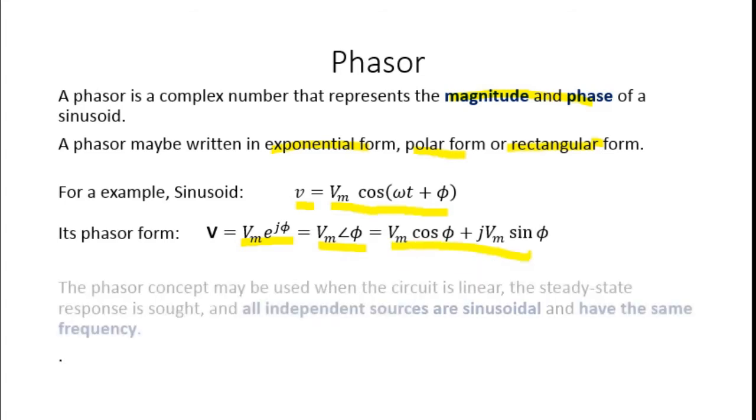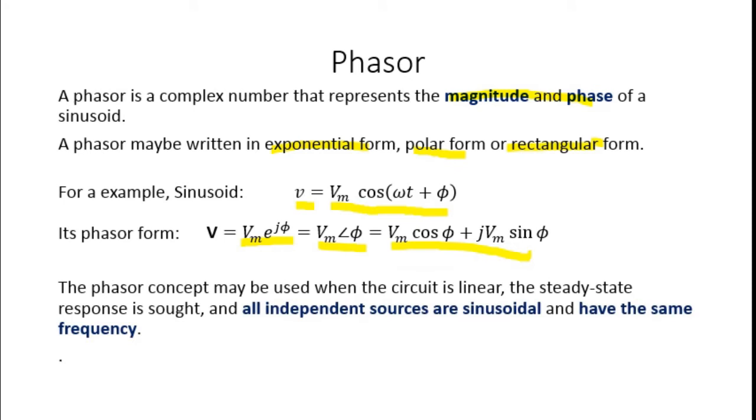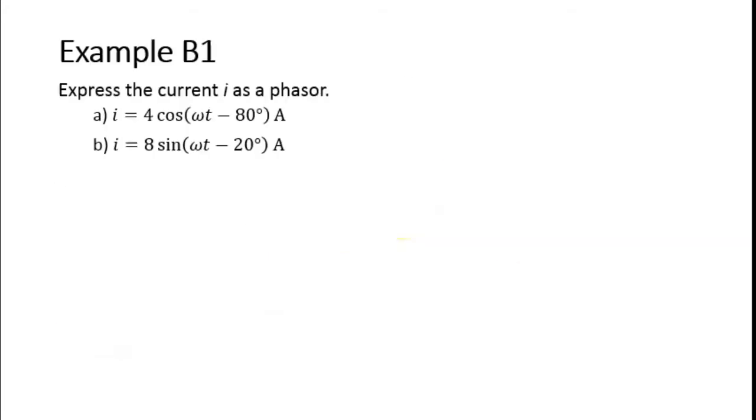Usually, phasor is used to find the steady-state signal of a linear circuit. We can apply the phasor concept when all the independent sources are sinusoids, and they are of the same frequency. In the case when there are two sinusoids of different omega values in the circuit, the superposition principle is applied. The effect of each sinusoid can be analyzed independently using phasor.